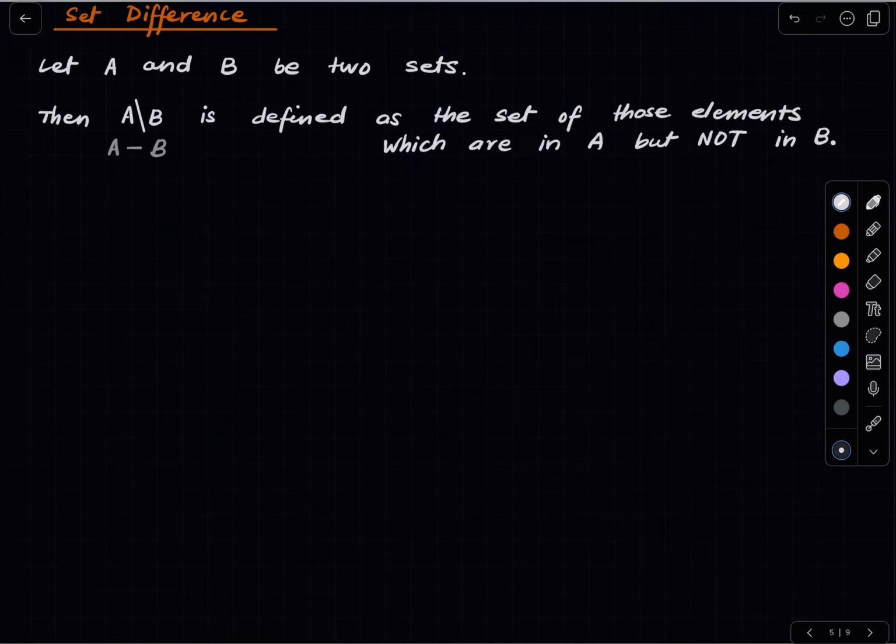So in the set builder form, one can write it in this way: all those x's which are in A but not in B. And notation is already here. This is the notation. And here, of course, one can easily see that this is not necessarily true. In general, this is not true. If A is equal to B, then this is true, because then both are empty sets.